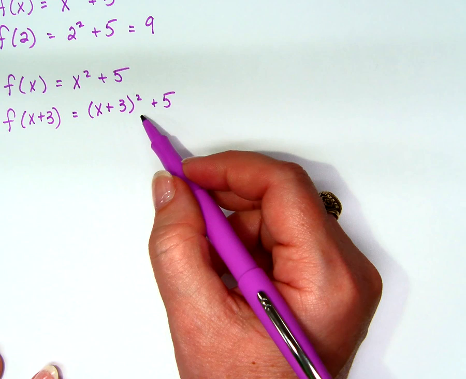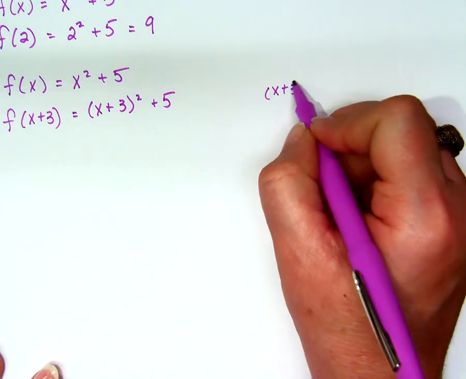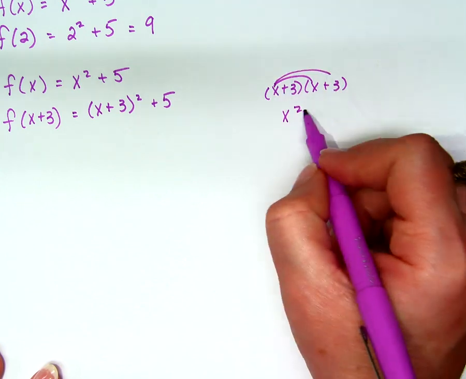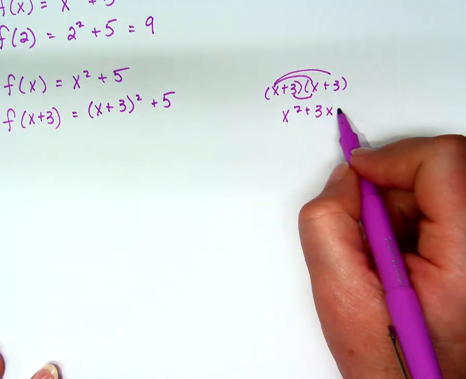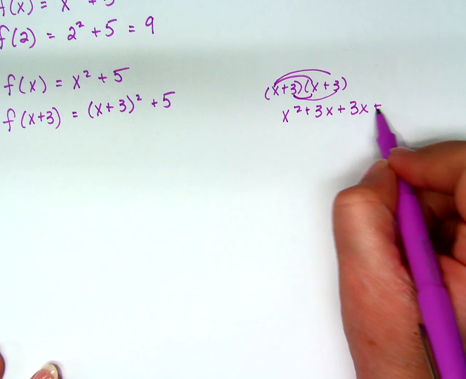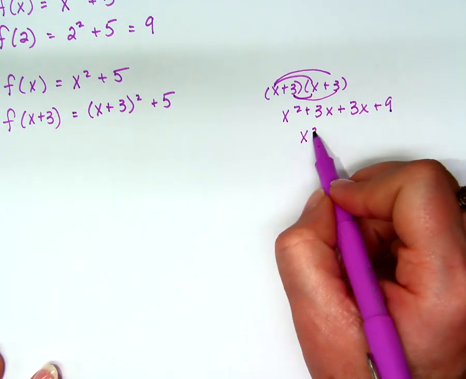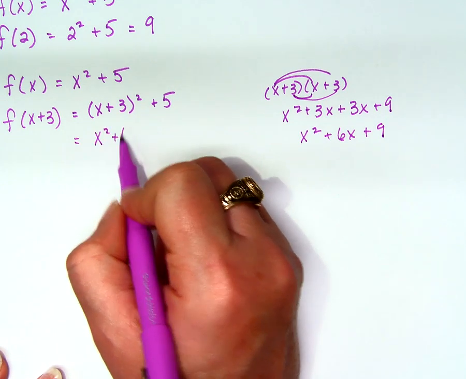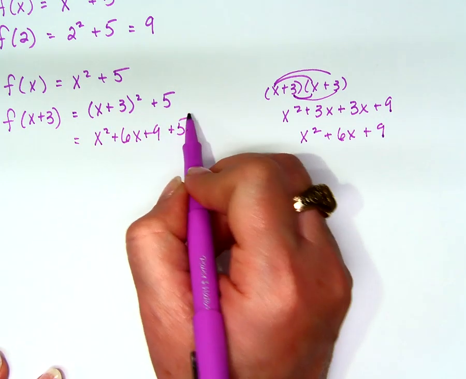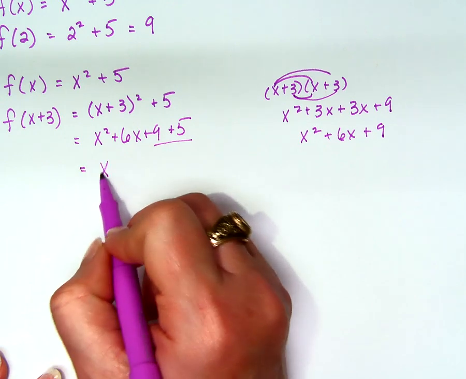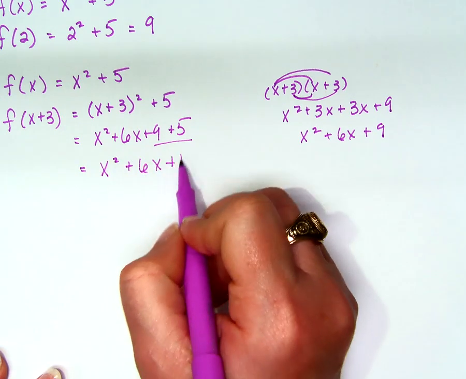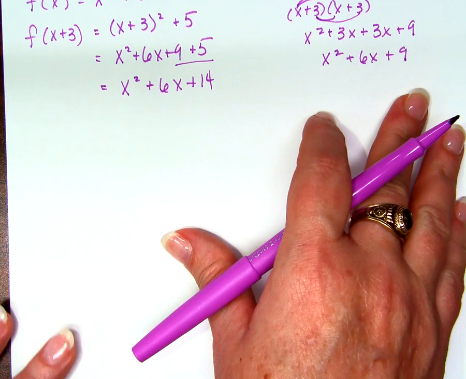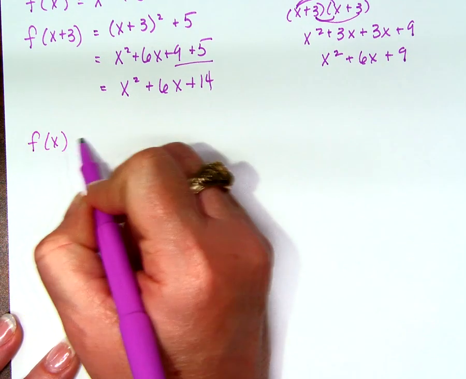And we could simplify this, couldn't we? X plus 3 squared is x plus 3 times x plus 3. Distribute x squared, distribute 3x, 3x, and 9. So this part of it would be x squared plus 6x plus 9. And then plus 5. So when I combine like terms, I actually get x squared plus 6x plus 14.